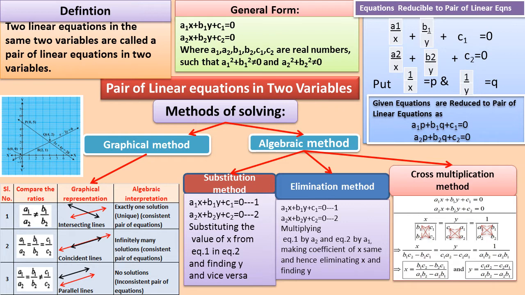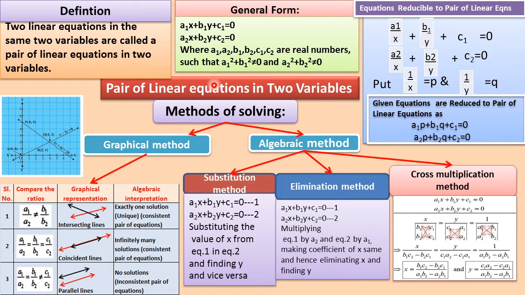So a1, a2, b1, b2, c1, c2 are real numbers, and they should be such that a1 square plus b1 square should not be equal to 0, and similarly a2 square plus b2 square, again, should not be equal to 0. Then only we can call these two equations a pair of linear equations in two variables.